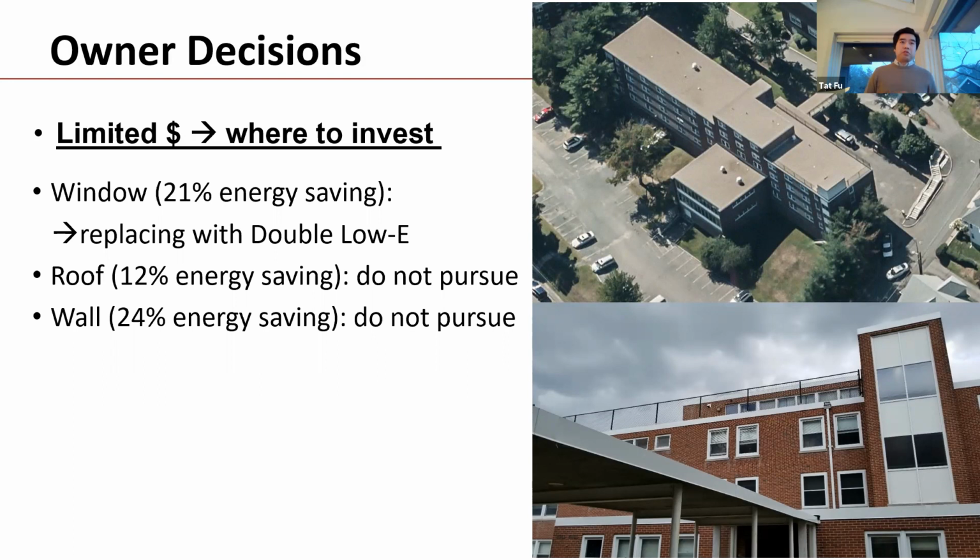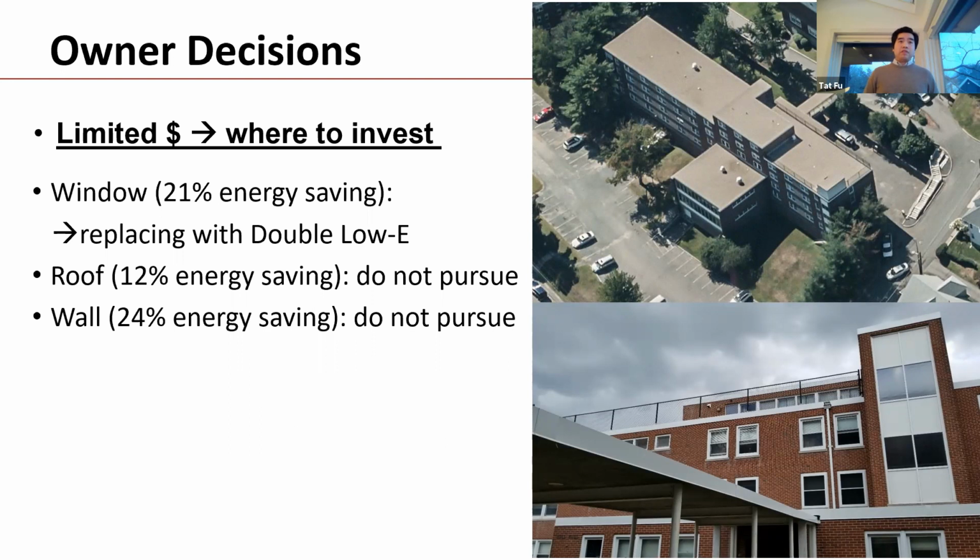So the university owner has limited money. They're trying to figure out what to spend on. And they decided to spend on the windows, which have 20% saving, and also because the windows are pretty old, at 30 years old. The roof is only 12% saving, so they did not pursue it. And also the roof, after inspection, still has a few years of lifespan in it.